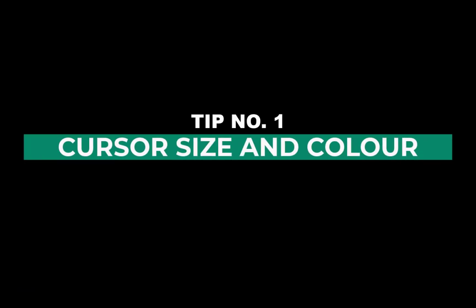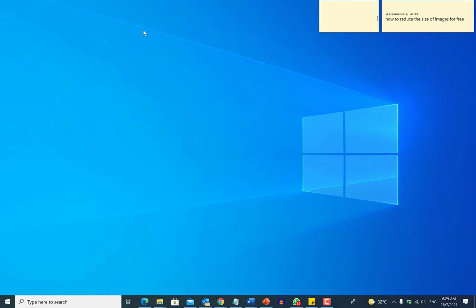Let's get started. Tip number 1 is how to change cursor color and size. The default color of our cursor is usually this white and of this size. You can change the color and size to look as you wish. You can customize it to any size of your liking.